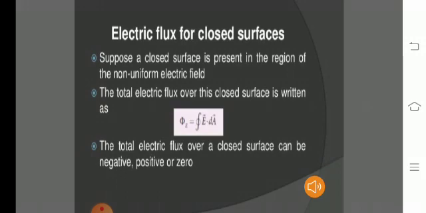Next, the electric flux for a closed surface. Here we consider a closed surface placed in a non-uniform electric field. When the closed surface is placed in a non-uniform electric field, the total electric flux is calculated by using the formula Φ_E is equal to the closed integral of E vector dot dA vector. The total electric flux over a closed surface can be negative, positive or 0. That is what we are going to discuss.